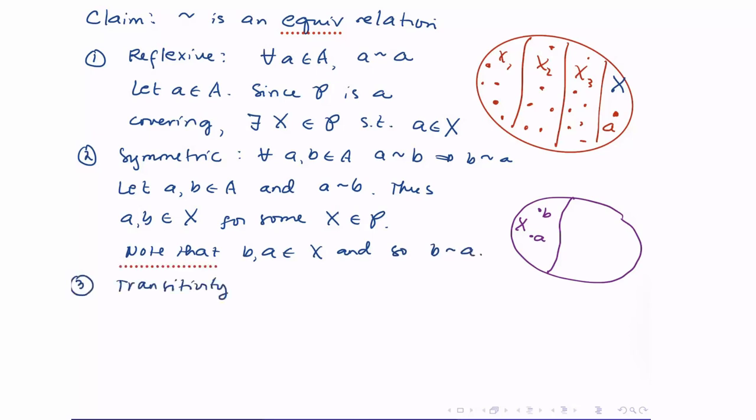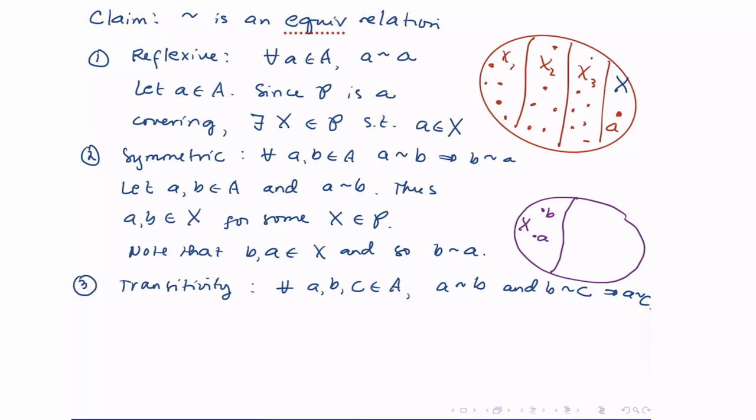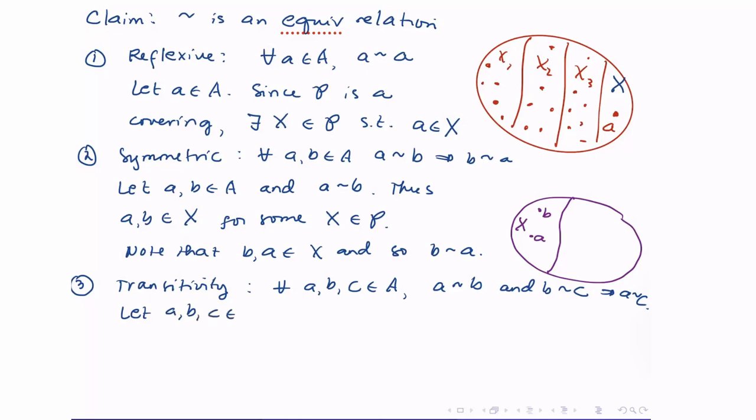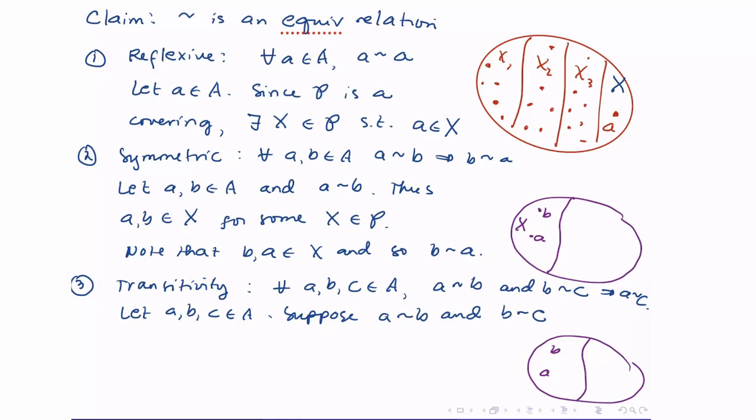Lastly, for the transitivity, we want to show that if we get three arbitrary elements in the set, and A is equivalent to B, and B is equivalent to C, then A is equivalent to C. So we have: let A, B, C be in A, and suppose A is equivalent to B and B is equivalent to C. Let's draw what is happening there. A is equivalent to B means that they belong in the same set X. But B is equivalent to C; we only know that B and C belong in the same set, so B and C probably belong in a different set.